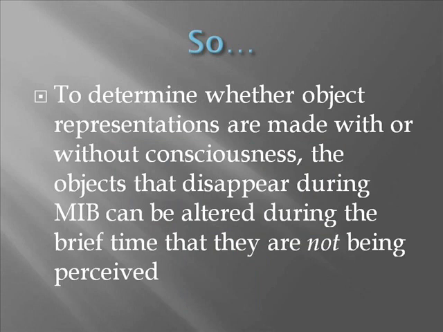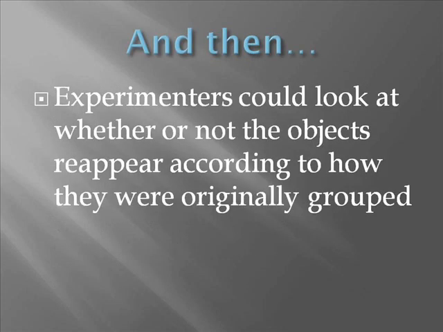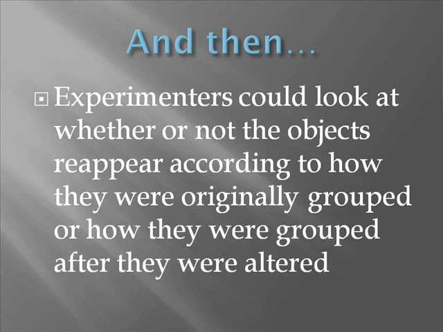So, to determine whether object representations are made with or without consciousness, the objects that disappear during motion-induced blindness can be altered during the brief time that they are not being perceived. Experimenters could then look at if the objects reappear as they were originally grouped, suggesting no update to the brain's object representation, or if the grouping was updated.